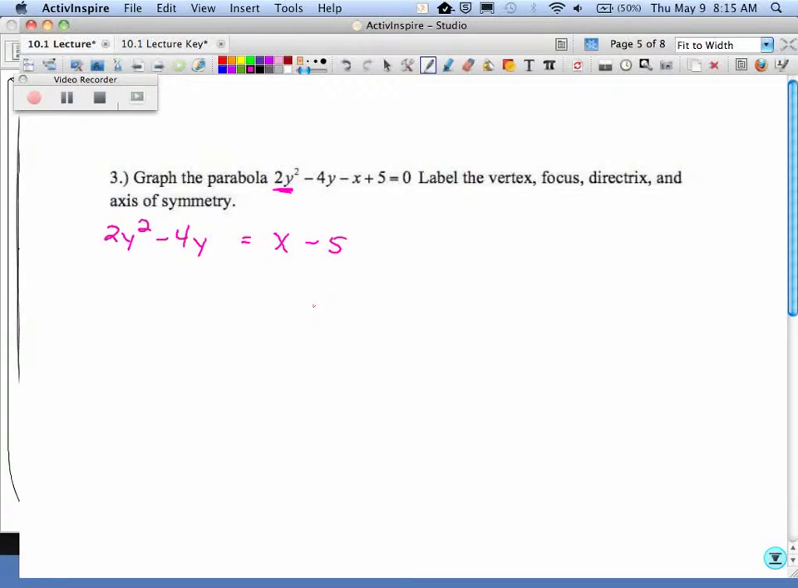Now, what do we have to remember for completing the square? I got to have a leading coefficient of 1. So I'm going to factor out the 2. Negative 4 divided by 2 leaves me with negative 2 there. We'll be putting in some new constant there.